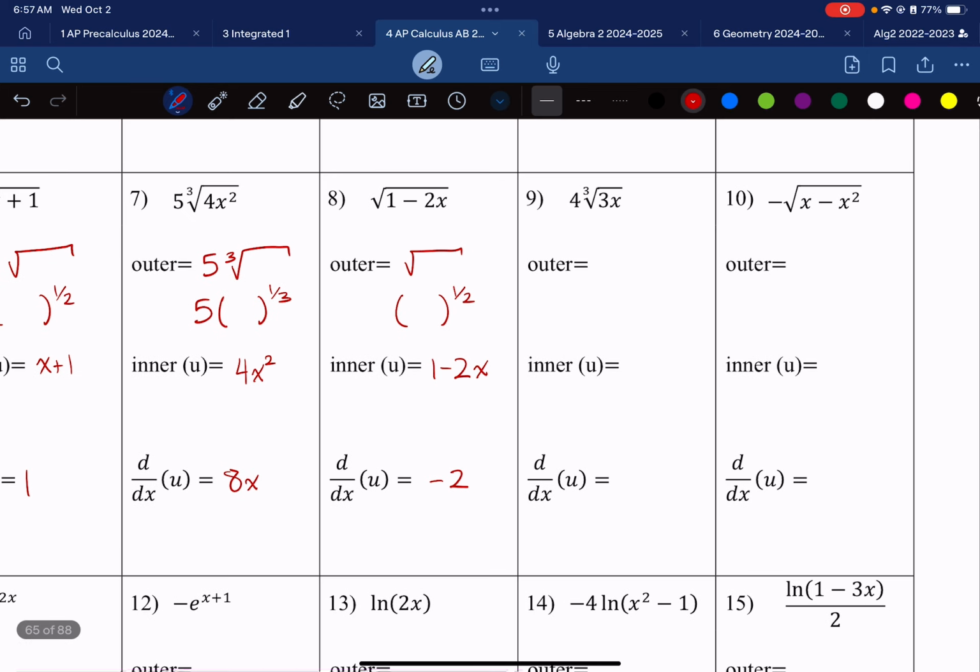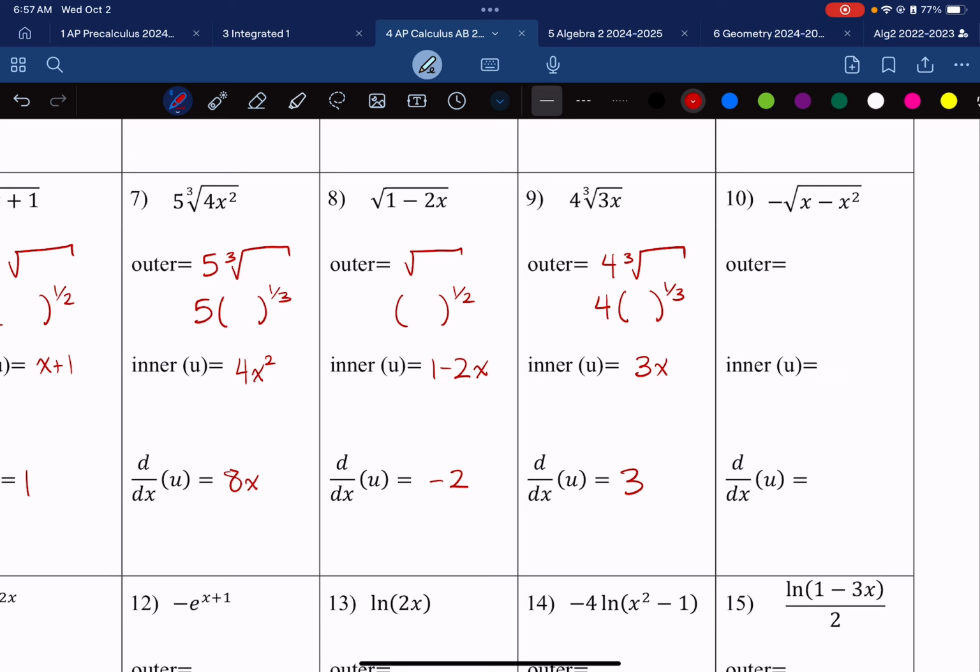All right, and number 9, the outer is 4 times the cube root of whatever the inside is, which is the same thing as saying 4 times that inner to the power of 1/3. You should be comfortable with both of those, of course. The inner is going to be 3x, and therefore the dinner, the derivative of the inner, is just 3.